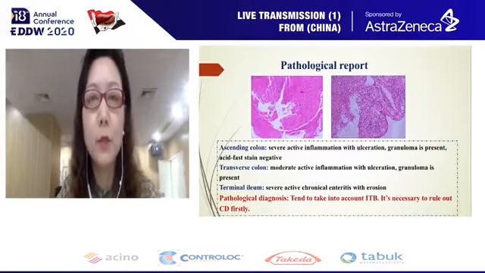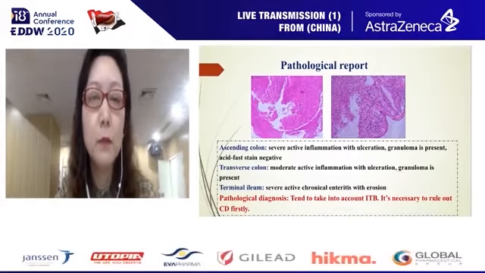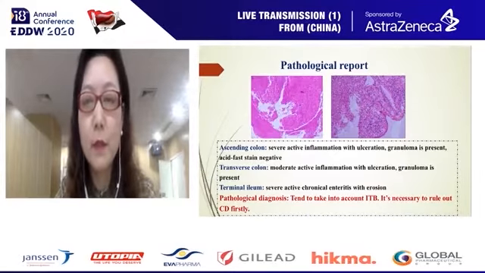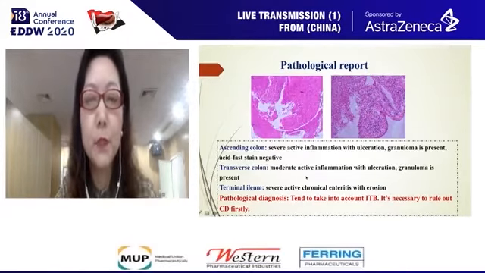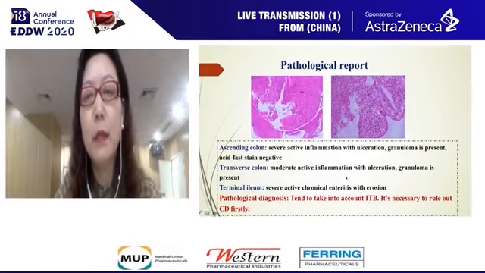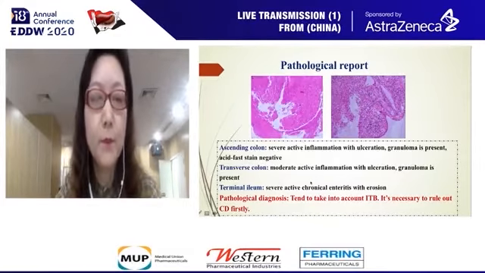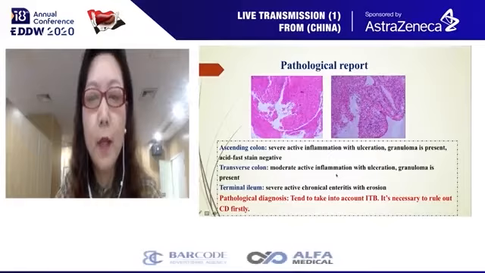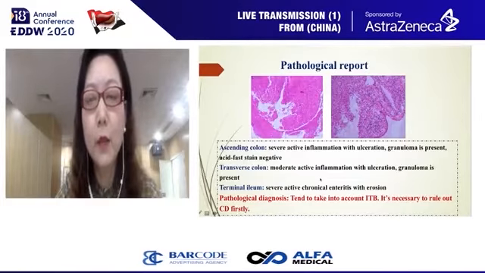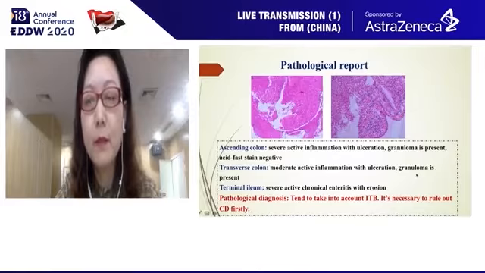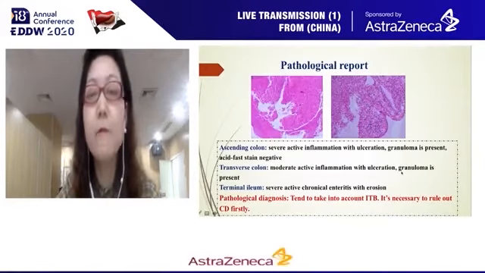The pathological reports showed ascending colon showed severe active inflammation with ulceration. Granuloma is present. Acid fast stain negative. Transverse colon tissue showed moderate active inflammation with ulceration. Granuloma is present. Terminal ileum tissue showed severe active chronic enteritis with ulceration. So the pathological diagnosis tended to take into account intestinal TB. However, it's necessary to rule out CD firstly.